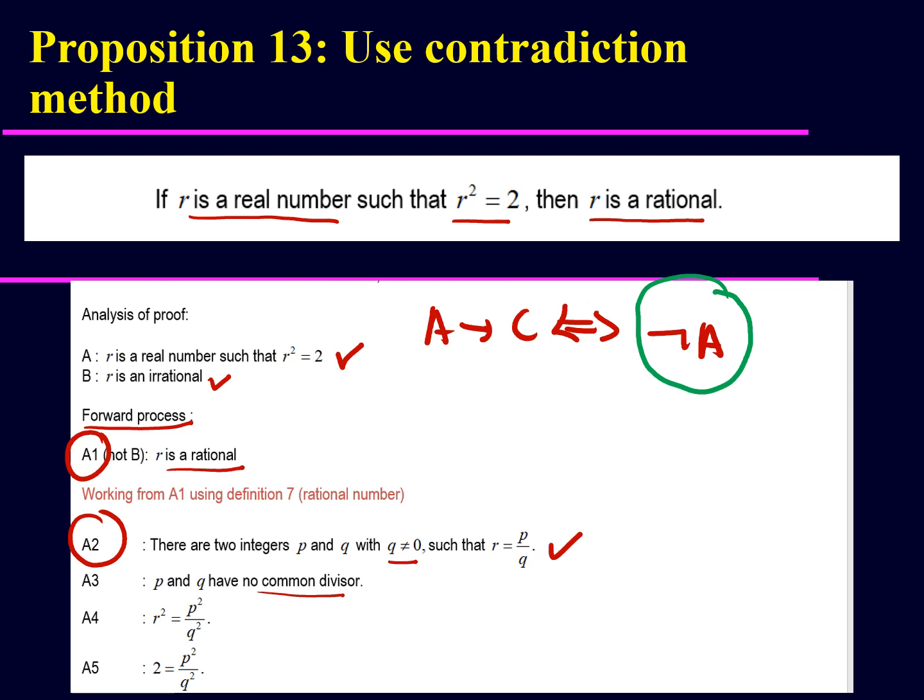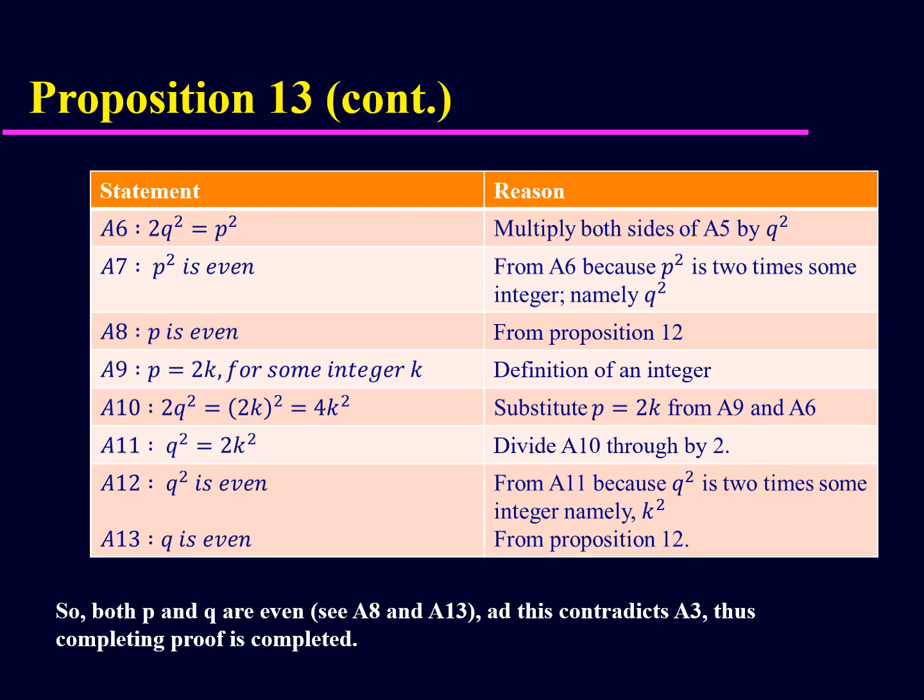Based on this, we can say that R squared is equivalent to P squared over Q squared. Since R squared equals 2 in our hypothesis, in A5 we have 2 equals P squared over Q squared. Now we multiply both sides of A5 by Q squared. So now we have a new statement in A6, which is 2Q squared equals P squared. Based on this, we identified that P squared is even because P squared is 2 times some integer, which is Q squared.